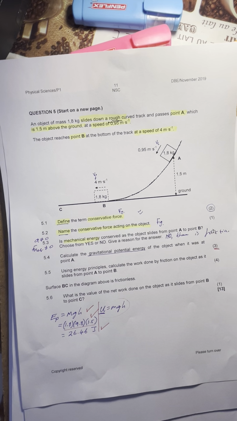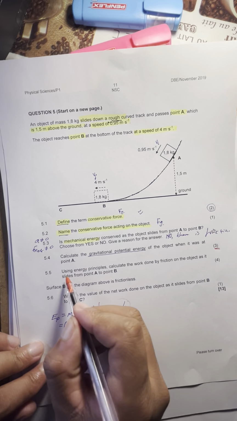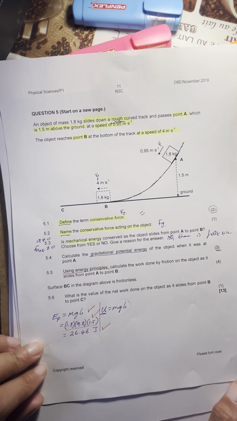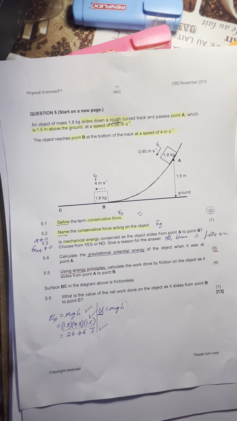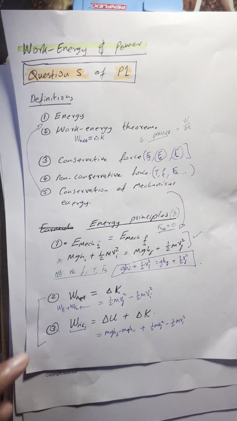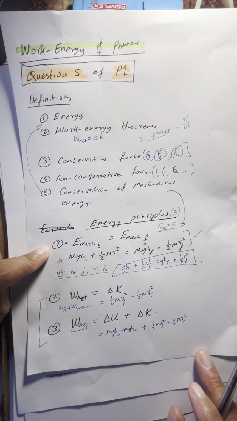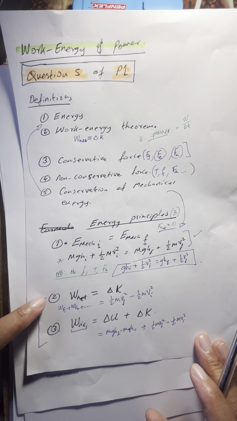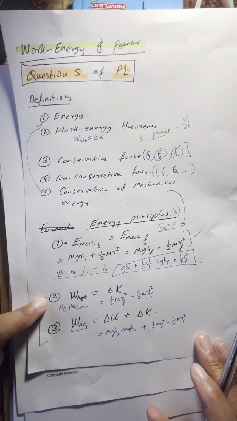5.5, using energy principles. Please always read this question clearly. The examiner will restrict you. You cannot use anything. You should use energy principles. And our energy principles, let's remind ourselves, are the mechanical energy, which applies only when there's no frictional force, no tension, no applied force, and it's the work energy theorem. And the last one is work done by non-conservative force. So these are the only energy principles that the examiner refers to.